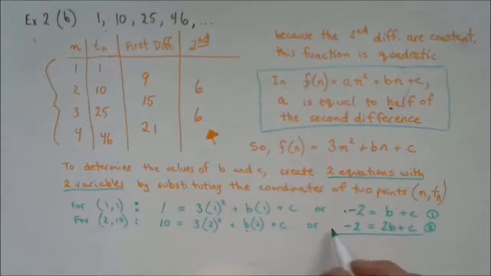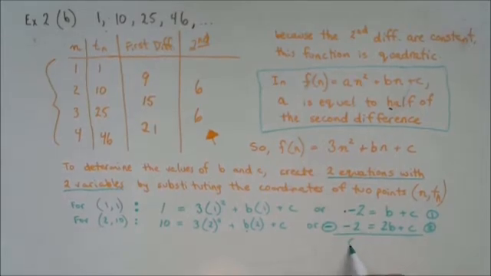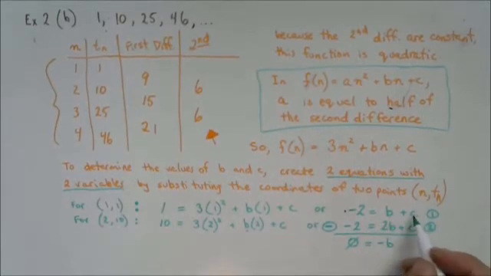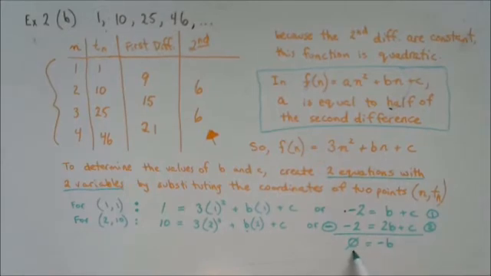So I'm going to subtract equation 2 from equation 1. On the left here I have -2 minus -2. That's -2 plus 2, that's 0. I have b minus 2b. Okay, so 1 take away 2, that's going to leave me with a -b. And c take away c is 0. So here we get b equals 0.